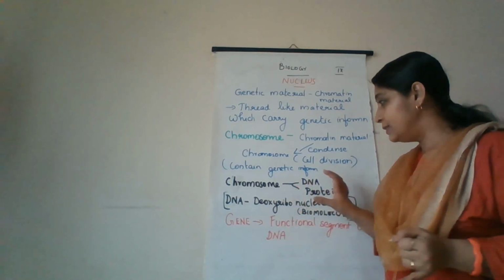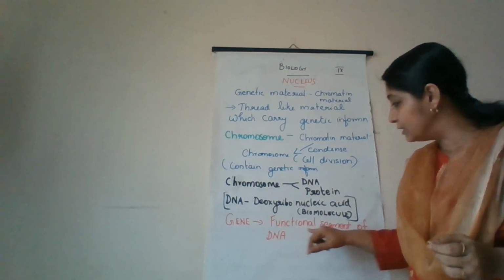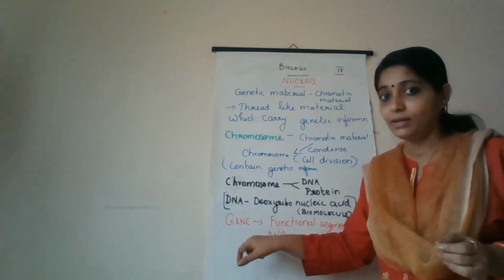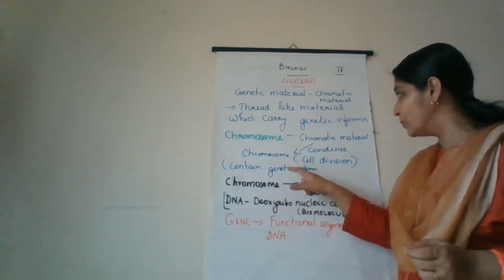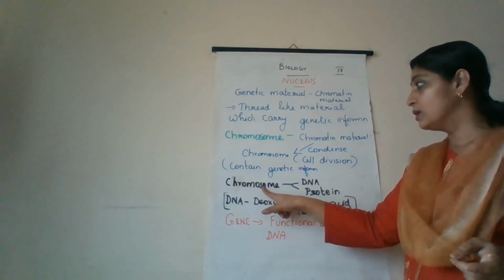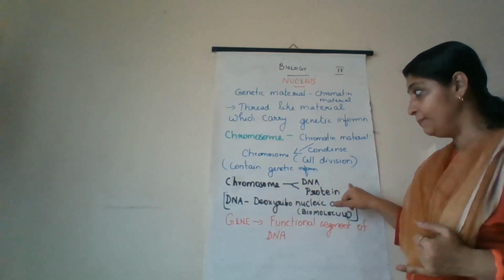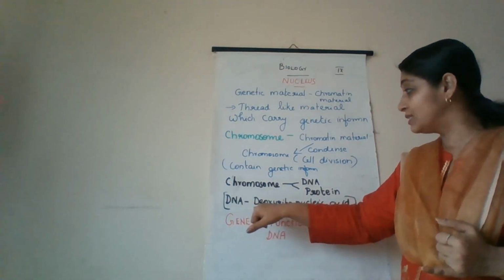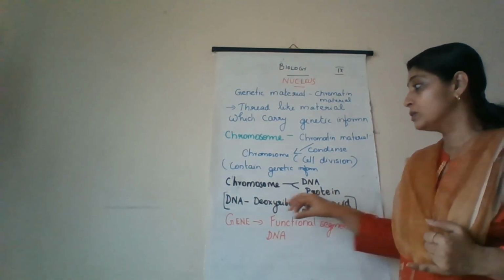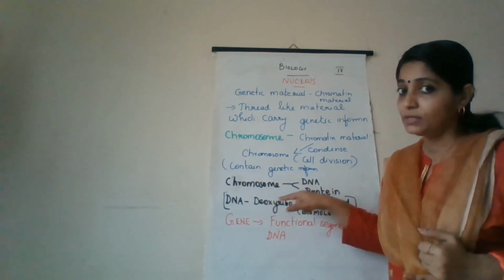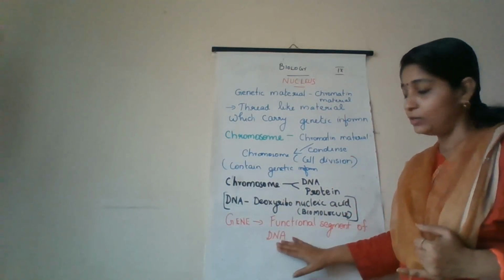And when we consider DNA, it has got functional segments, and the functional segments of DNA are called genes. Gene forms the functional segment of DNA. These are all important questions for 1 mark. Chromosome is made up of DNA and protein. The expansion of DNA is important, that is deoxyribonucleic acid. DNA is actually a nucleic acid. So the expansion is deoxyribonucleic acid. And gene forms the functional segment of DNA.